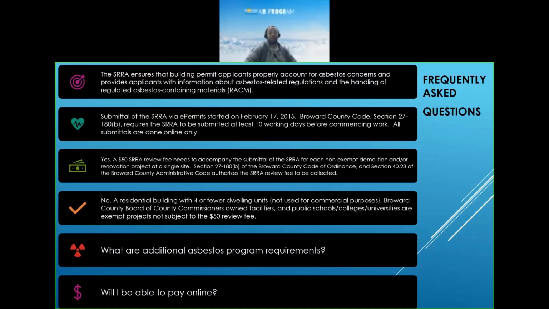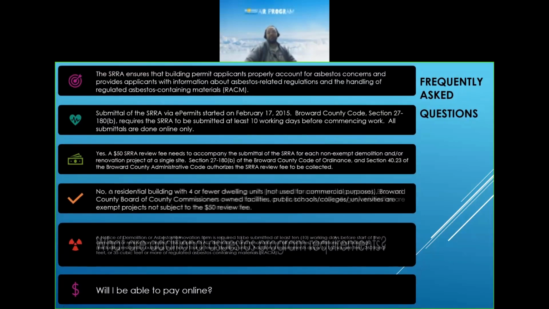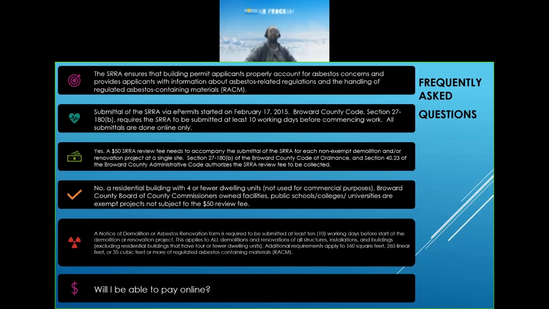What are the additional asbestos program requirements? There's quite a few, but Teddy spoke about a lot of them already. A notice of demolition or asbestos renovation form is required to be submitted at least 10 working days prior to the start of the work for demolition and renovation projects. This applies to all demolitions and renovations of all structures, installations, and buildings. It excludes, of course, residential buildings that have 4 or fewer dwellings, and additional requirements do apply for 160 square feet, 260 linear feet, or 35 cubic feet or more of RACM.